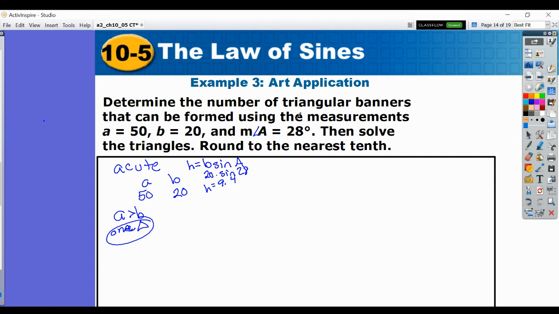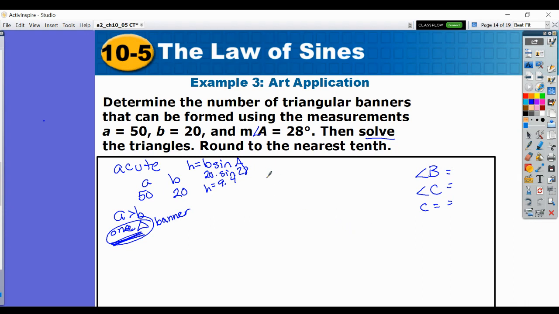Okay, there are two questions up here. Determine the number of triangular banners that can be formed. Only one triangular banner. Okay, there's usually two parts to these questions, so make sure you answer that. Don't just start solving. You need to answer 1, 2, or none. Now, it says solve the triangle. Well, I have angle A, side B. So what I need to find still is angle B, angle C, and side C. So when I have these three things, I will be done.